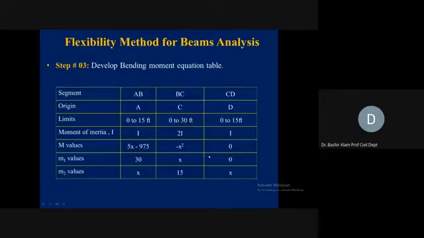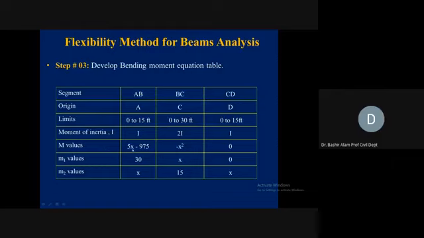Now we can complete the bending moment equation table. Segments AB, BC, and CD we were having. Origin for AB we took A, for BC we took C, and for CD we took D as origin. Limits: this equation for AB will be applicable from 0 to 15, this is 0 to 30, and from here 0 to 15. Moment of inertia for AB it was I, for BC it was 2I, and for CD it was I.